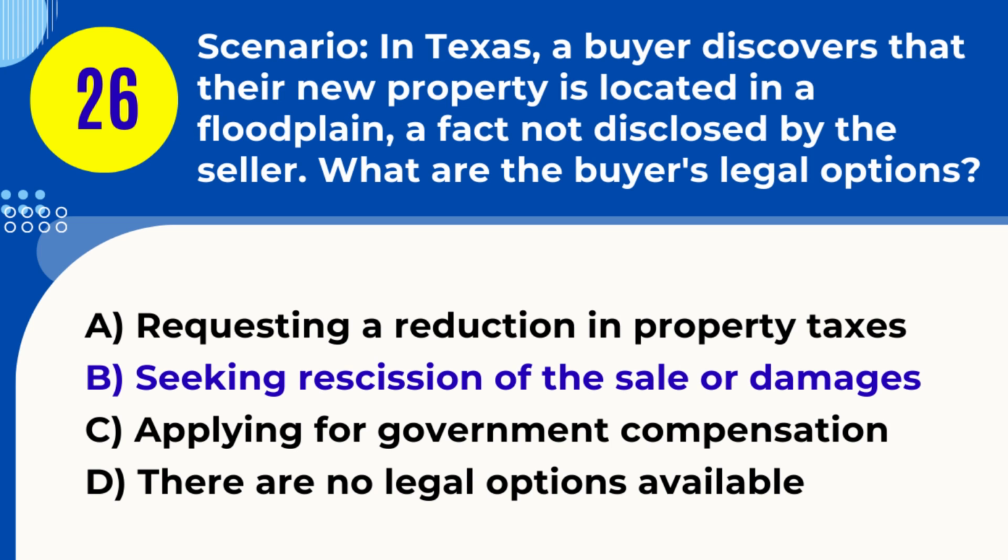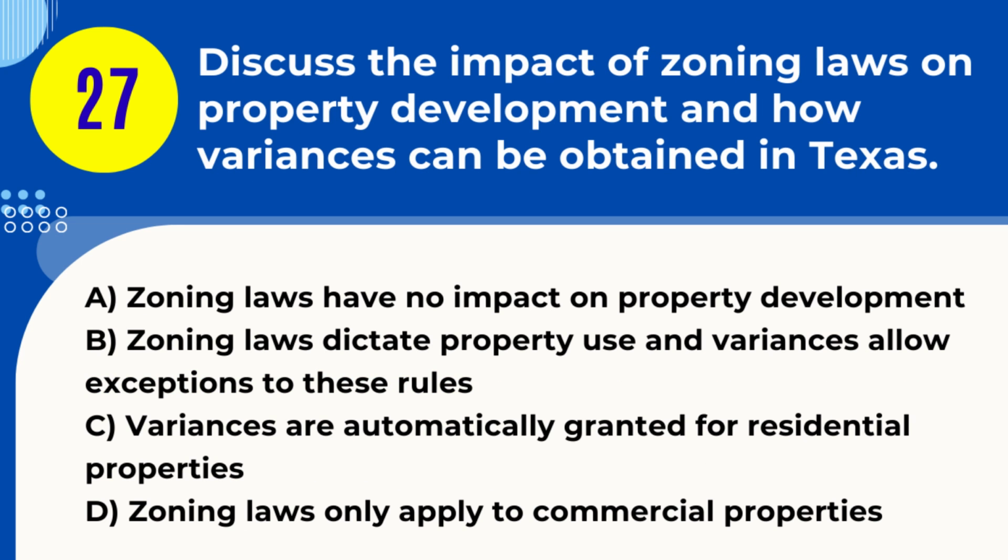Answer. B. Seeking rescission of the sale or damages. Explanation. In Texas, if a buyer discovers post-purchase that their property is in a floodplain and this was not disclosed by the seller, they may have legal options such as seeking rescission of the sale, cancellation, or suing for damages due to non-disclosure.